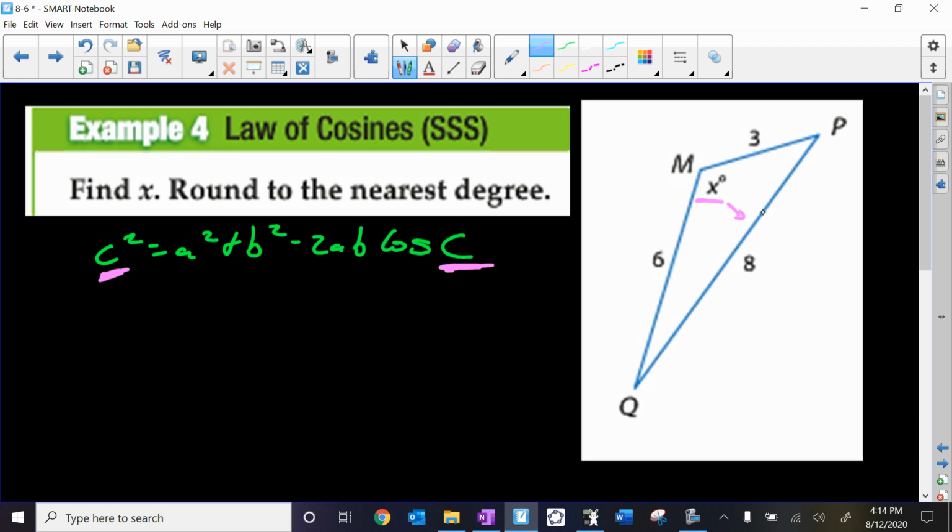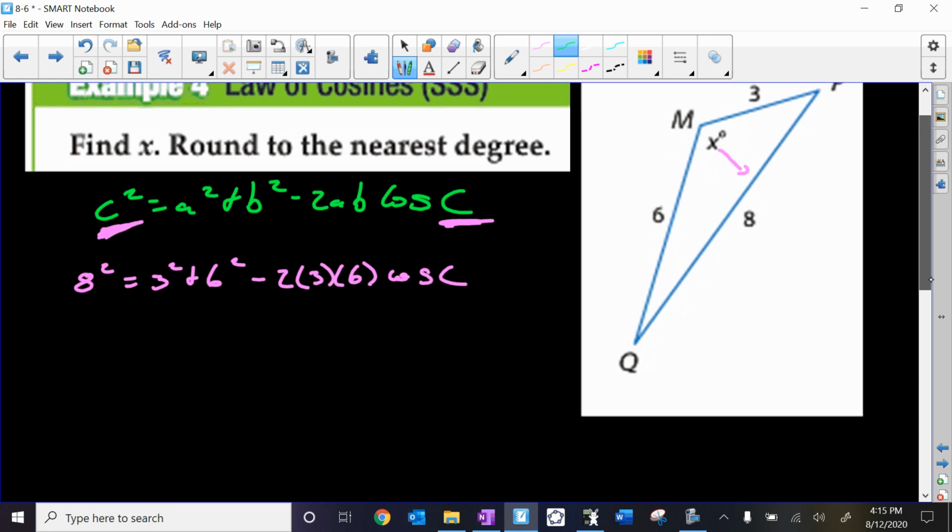C squared does not mean the biggest side length, I just want to make this clear. If I want to solve for q, I'm going to put the side length 3 by itself. Whatever angle measure you are solving for, you need to find the side length across from that angle measure. So in this case, c squared is going to be 8 squared equal to a and b, which are 3 and 6. So 3 squared plus 6 squared minus 2 times 3 times 6 cosine of c.